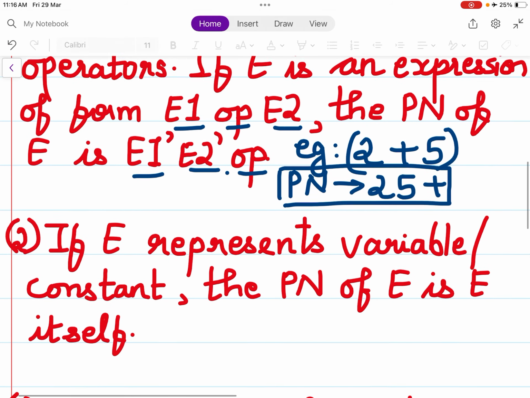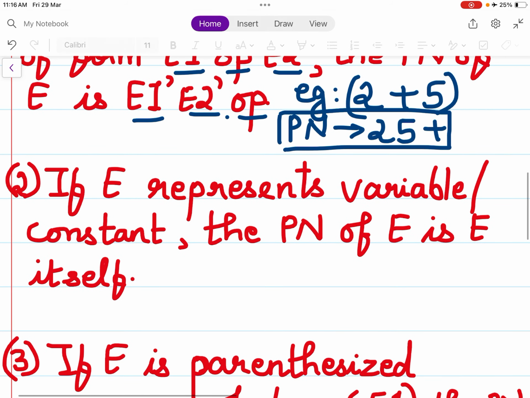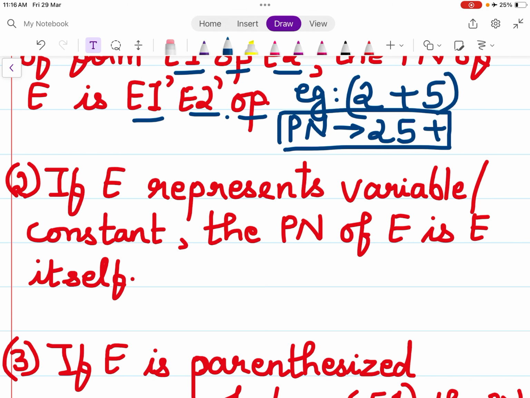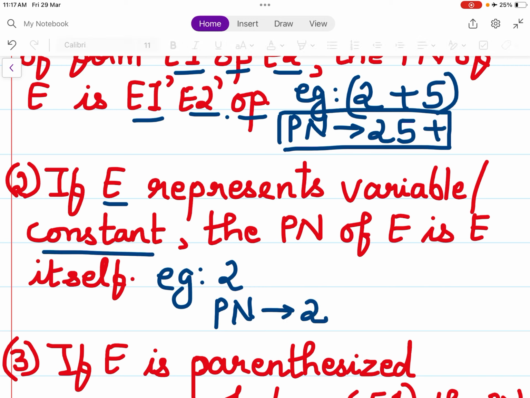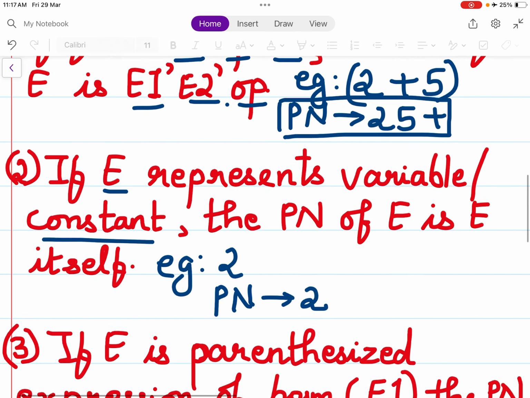Let's see the second rule. If E represents a variable or constant, the postfix notation of E is E itself. Say for example, if your E is 2, then the postfix notation of E will also be 2. Why? Because 2 is a constant. So the postfix notation of a constant is the constant itself. The postfix notation of a variable is the variable itself.